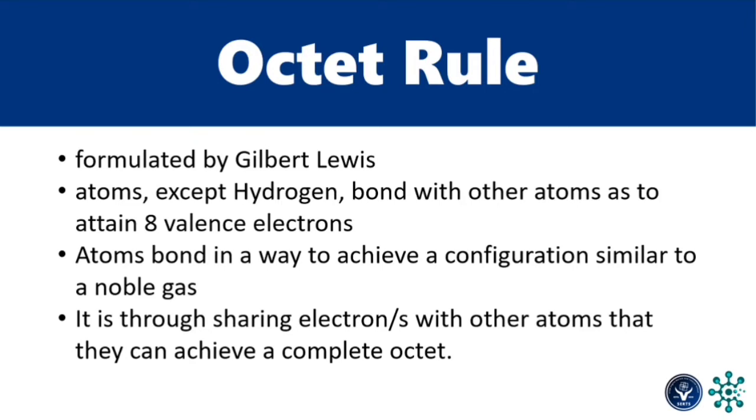Basically, this rule states that the reason why there is chemical bonding is because of the desire or the drive of atoms to bond in a way to achieve a configuration similar to a noble gas. They want to be isoelectronic with a noble gas. And it is through sharing electrons with other atoms that they can achieve a complete octet.